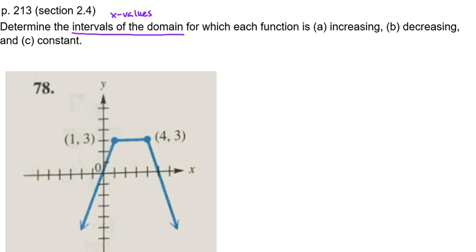Tell the x values where the function is increasing. In other words, where the y values are increasing. And that means as the x moves from left to right, the y values are increasing or going up. And tell the x values where the y values are decreasing. And then tell the x values where the y values are constant, meaning not increasing or decreasing, staying the same.